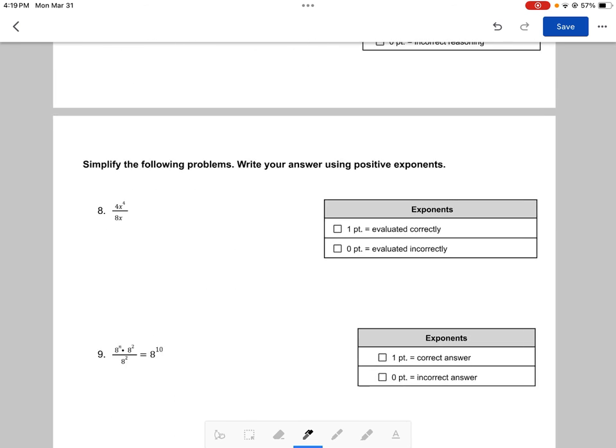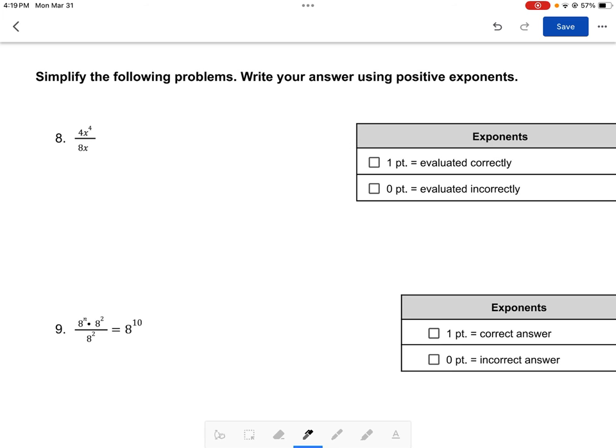And then for number 8, I have 4x to the 4th over 8x. 4 over 8 can simplify to 1/2. And x to the 4th over x, I'm going to subtract those exponents. There's a little 1 above this x. 4 minus 1 is 3, so this is going to be 1x cubed over 2.